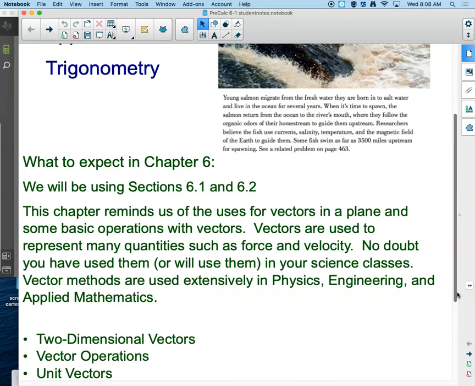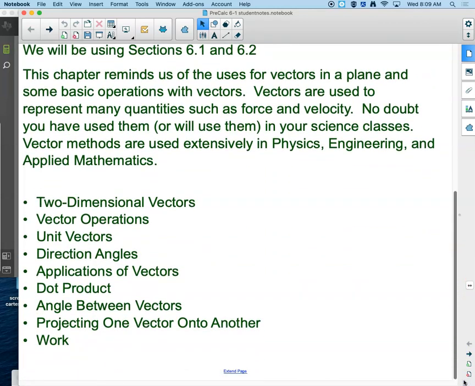What we should expect in 6-1 and 6-2, this reminds us about the uses for vectors in a plane, basic operations that we do with vectors, and we can use them to, well, you've done this in 9th grade science, for goodness sake. You've talked about work and using vectors for work. And we're going to talk down here specifically, and we won't necessarily get to all these things, but two-dimensional vectors, vector operations, unit vectors, direction angles, applications of vectors, the dot product, angles between vectors definitely, maybe not projecting one vector onto another, but we will talk a little bit about work.